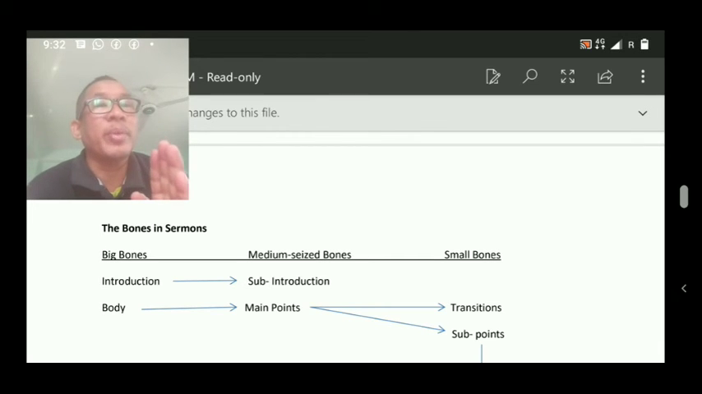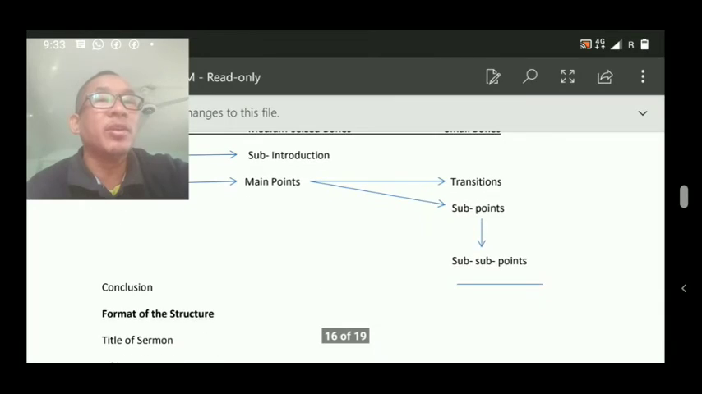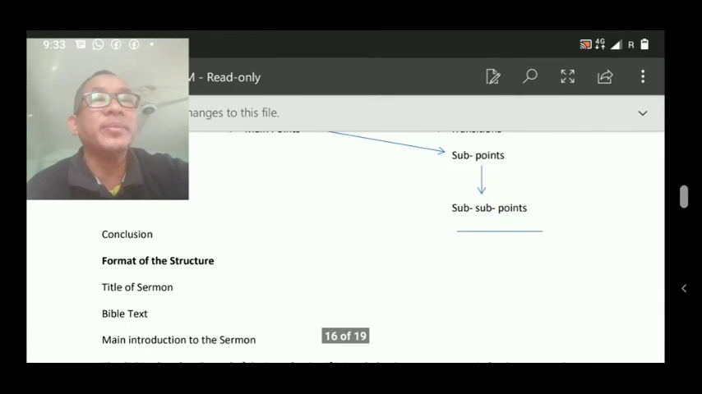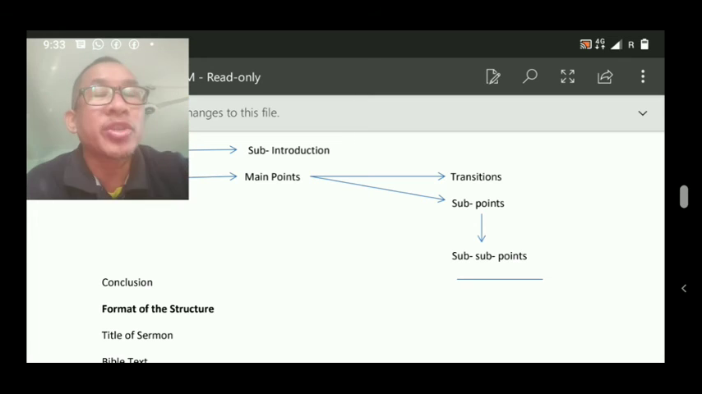So the big bones are introduction, and when you come for preaching, I will give you more details on this introduction part, what you should say. We have the pre-introduction, sub-introduction, and main introduction. Then in the body part, main points are there. Point number 1, to study the Word of God. Point number 2, to practice the Word of God. And point number 3, to teach the Word of God. So these are the 3 main points, but out of them you will have the sub points or the transitions. This is how you are going to structure your text.